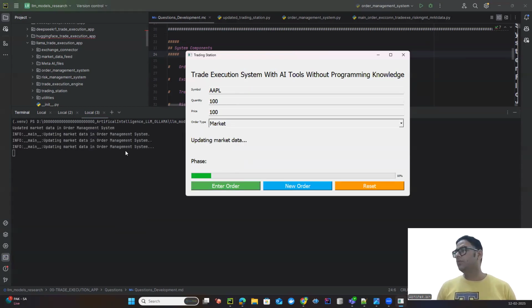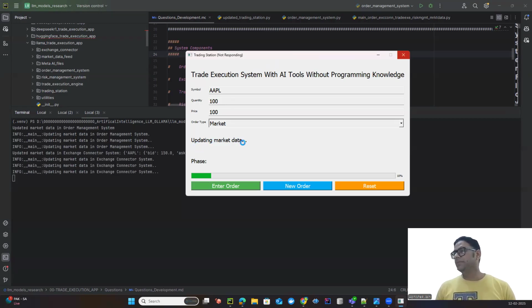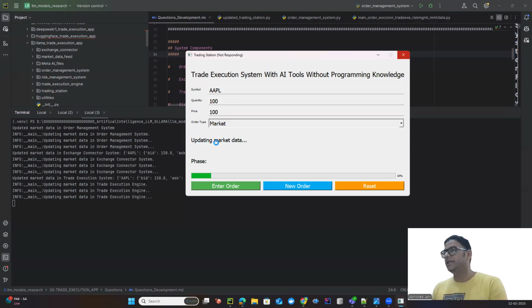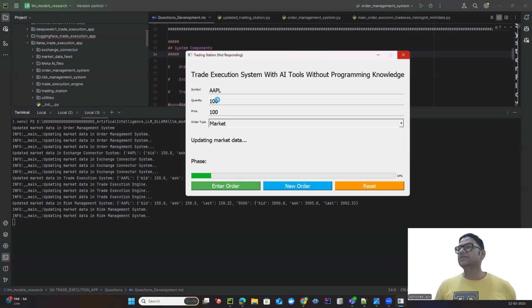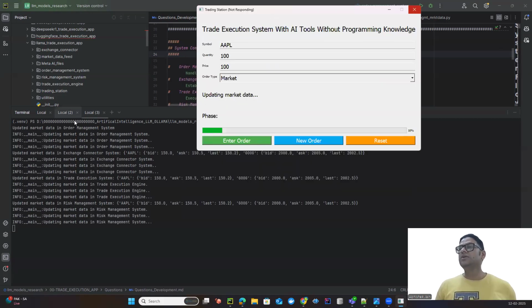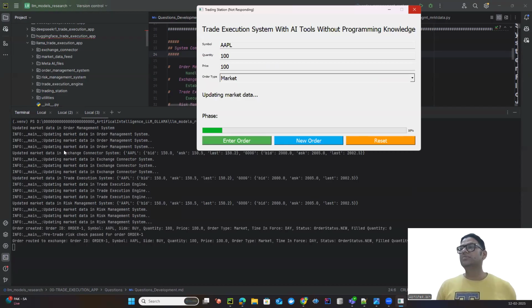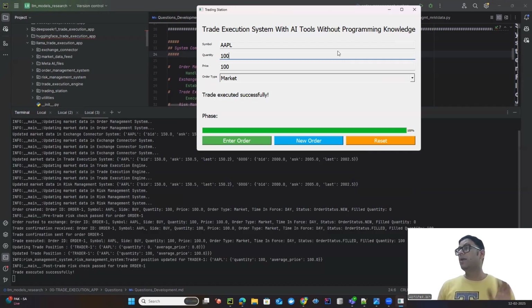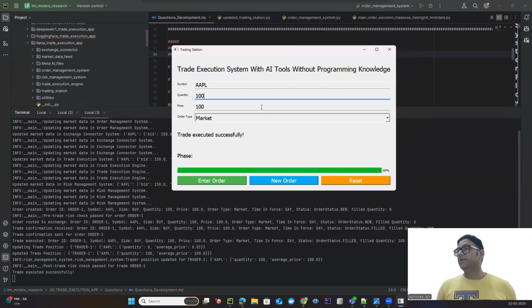On the back end where this application is running, you can see how it is progressing. But on the UI, you can see it's currently updating the market data, and this is the progress bar. So basically, what is happening behind the scenes, there are four systems: the order management system, exchange connector, the trade execution engine, and the risk management, where the market data is being updated.